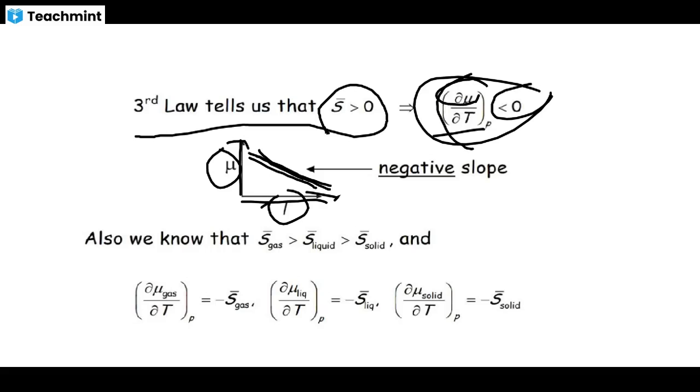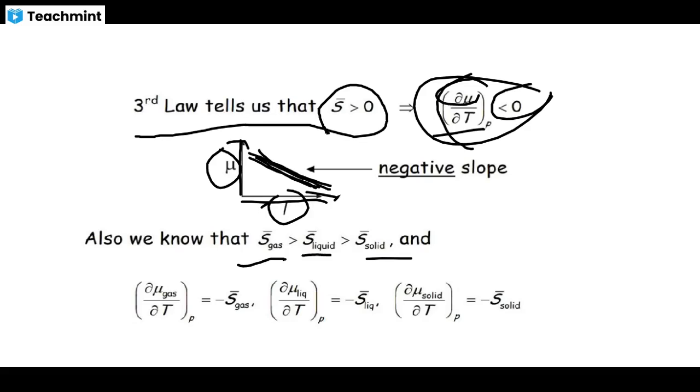We already know the entropy of gas is higher than that of liquid, and liquid is higher than solid. Solid has less entropy, more order, than liquid. So the entropy of gas is higher than liquid, and liquid is higher than solid.